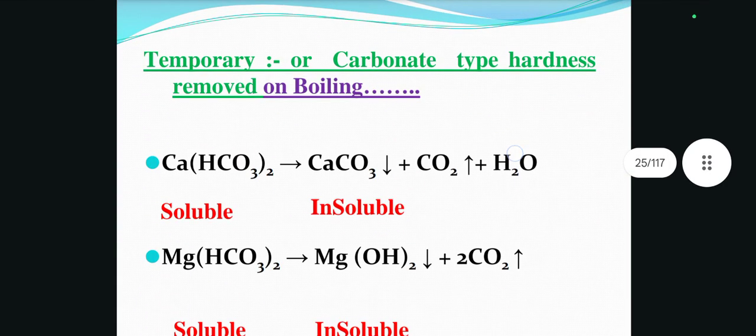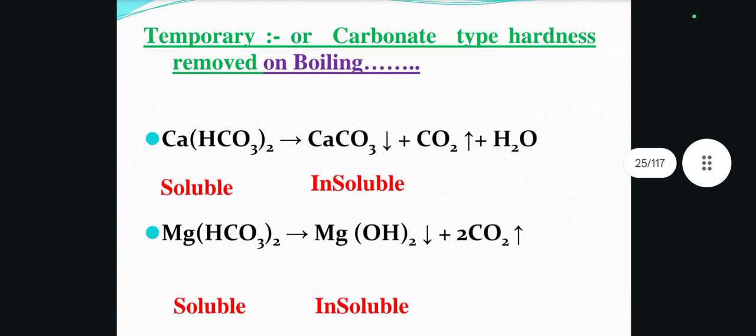Alright. Then how to remove temporary hardness? Temporary hardness we can remove by boiling. So you just boil the water sample. On boiling, what will happen? Soluble bicarbonates convert into, you just see the first example, calcium bicarbonate is soluble in water, so it converts into calcium carbonate, and that downward arrow is a clear-cut indication that the produced calcium carbonate is insoluble, so it produces a precipitate. The produced precipitate we can remove easily by filtration.